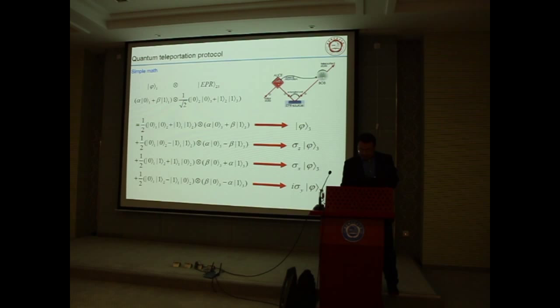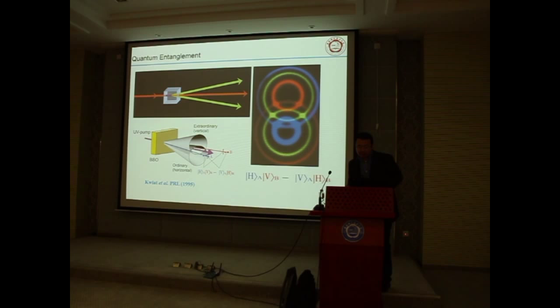Let's first focus on quantum entanglement. If we shine a strong UV laser on a BBO crystal, there is a tiny probability that a UV photon will split into two infrared photons, which are entangled. And this is a very famous paper.